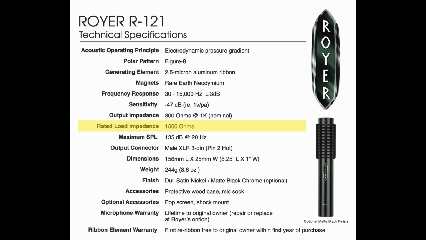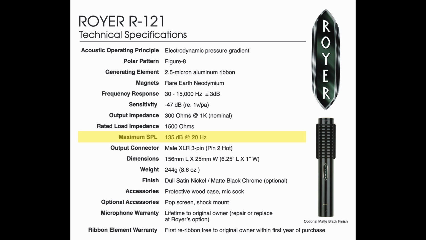Next up is the rated load impedance. All this is the impedance that was used to do the testing on the mic to get these numbers. Next is the maximum SPL, and this is telling us at what level we're going to mess this mic up and possibly damage it, at what frequency.